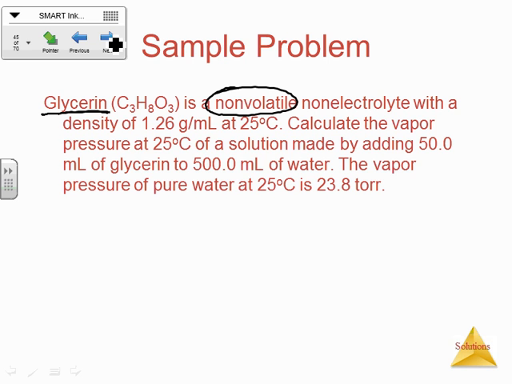Now the non-electrolyte part we'll get to in a couple minutes. Okay, I'm going to hold off on that, but they just need to tell you that, so just trust me for now. All right, they're giving us the density of the glycerin. We want to know the vapor pressure of the water, or of the solution. It's going to be water mixed with glycerin, when we add 50 milliliters of glycerin to 500 milliliters of water. Okay, and then they're giving us the vapor pressure of the pure water at 25 degrees.